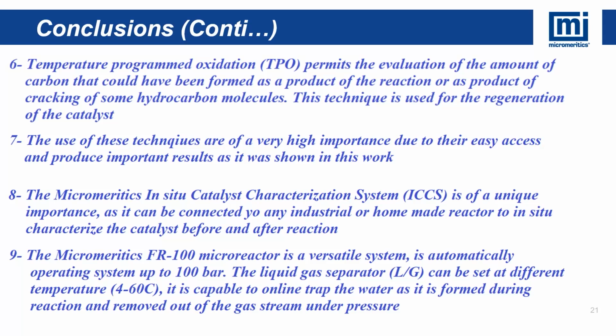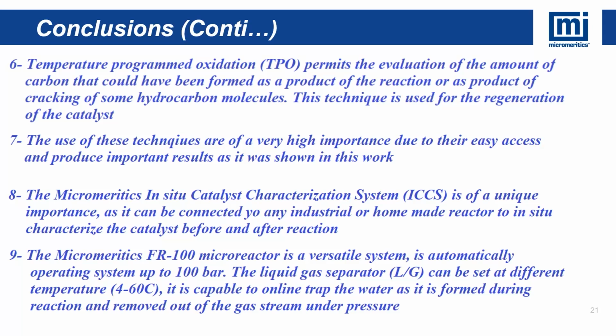It's a new instrument in Micromeritics, and it's unique and very important because it can be connected to any industrial or any homemade reactor, especially for a university, for example, where you have several reactors, several students. Each one of the students has a different homemade reactor, and they have different reactions. So they can use the ICC system, which can be moved from one reactor to another. It just has to be connected to the inlet and the outlet of the reactor. So what we need in this case is only a reactor with a controlled oven, so you can control the temperature of the oven, you can ramp it, and the rest of the analysis can be done directly, automatically by the ICCS.